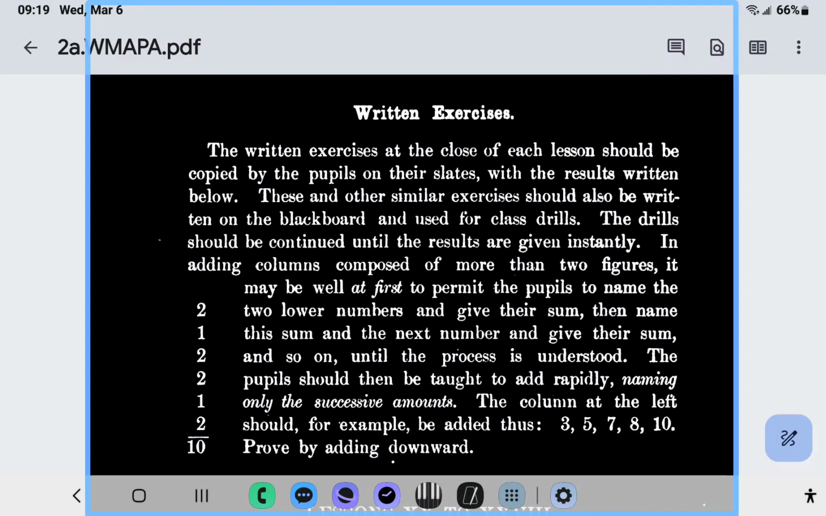The pupils should then be taught to add rapidly, naming only the successive amounts. The column at the left should, for example, be added thus: 3, 5, 7, 8, 10. Prove by adding downward: 1, 2, 2, 1, 2, 10. Okay, that concludes that section.